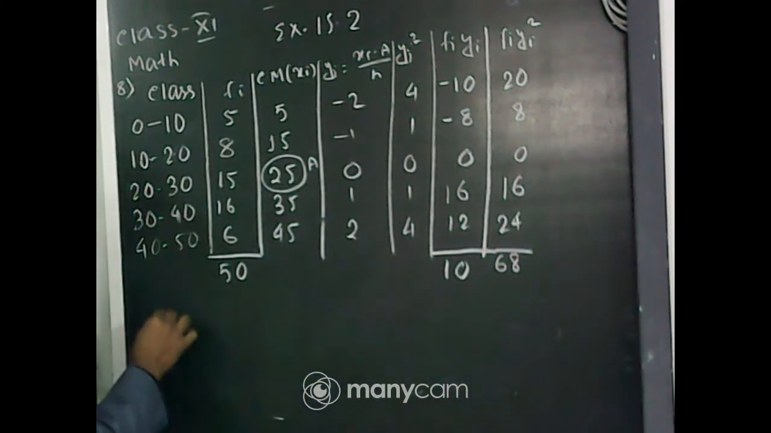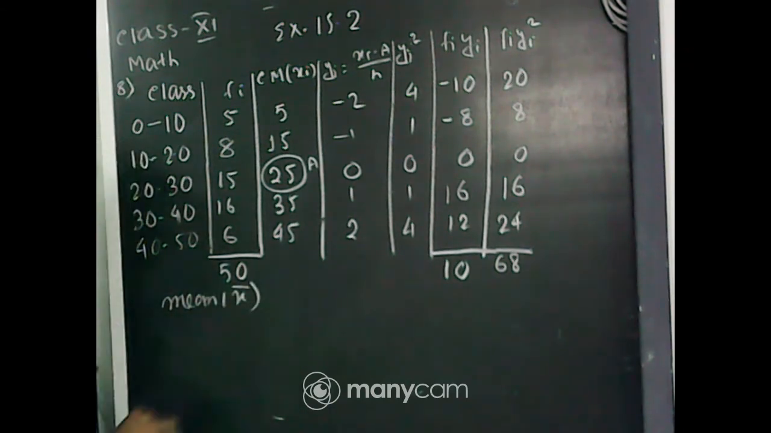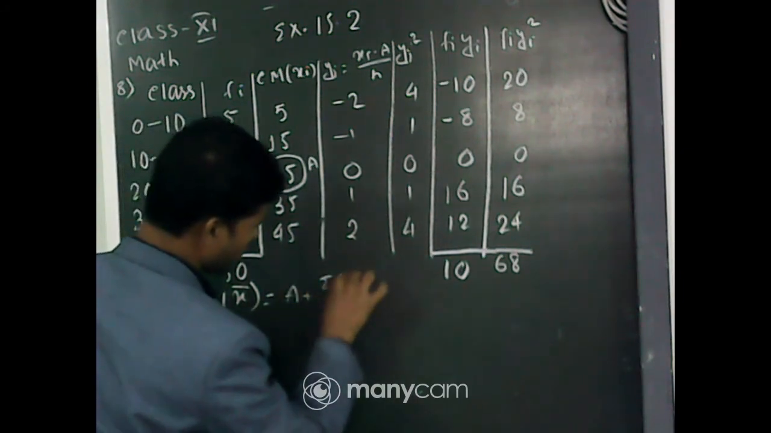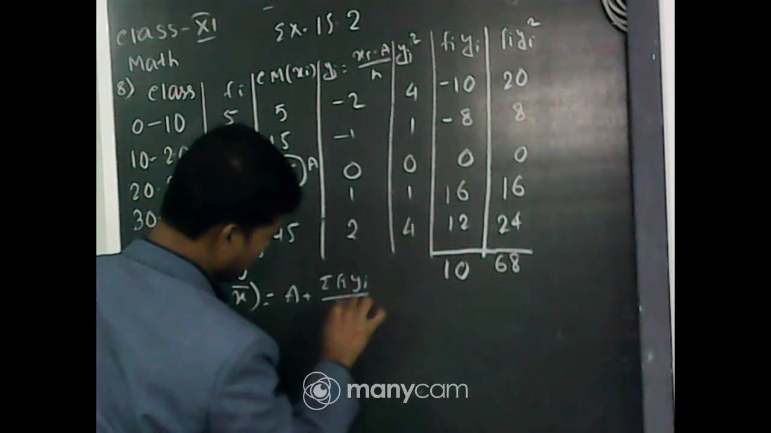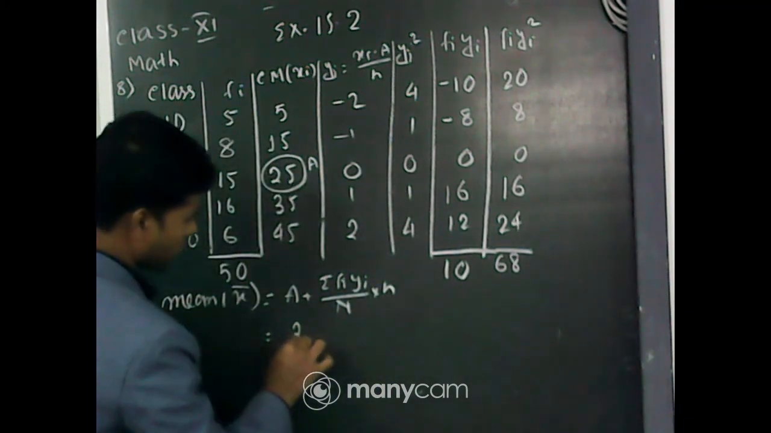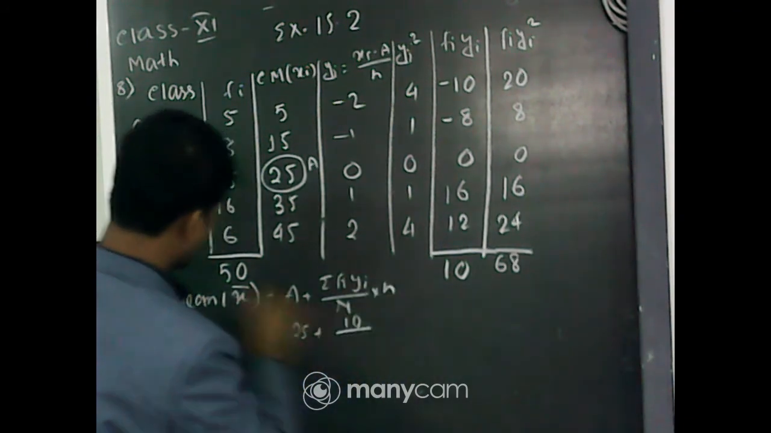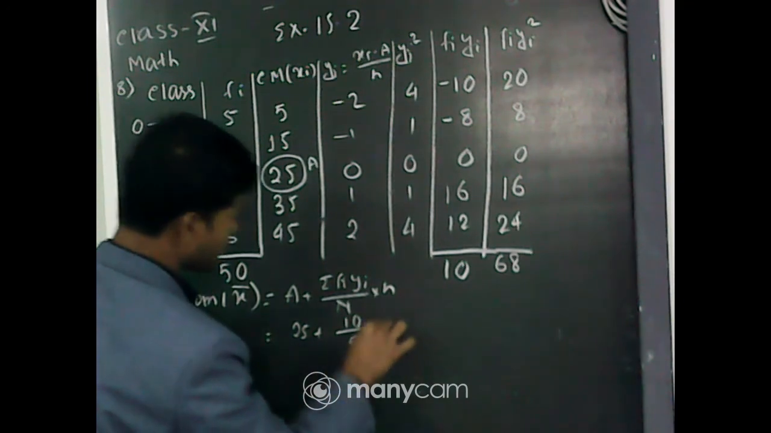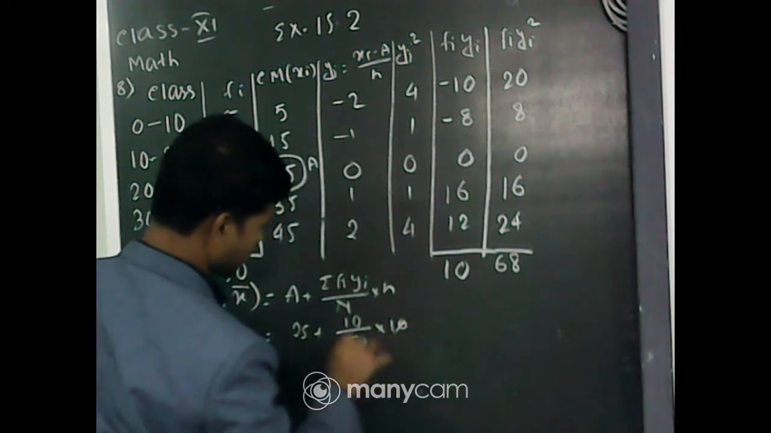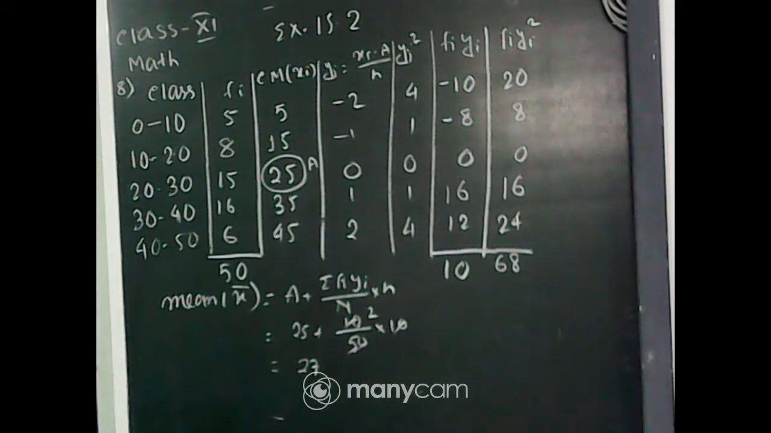Now we have to find the mean. The mean is denoted by x bar and is defined as a plus summation of fi yi by n, into h. Now put the values. a is 25, plus summation of fi yi, which is 10, divided by n, which is 50, into h, the length of the class interval, which is 10. So this gives 2, so 27 is the mean of the given distribution.